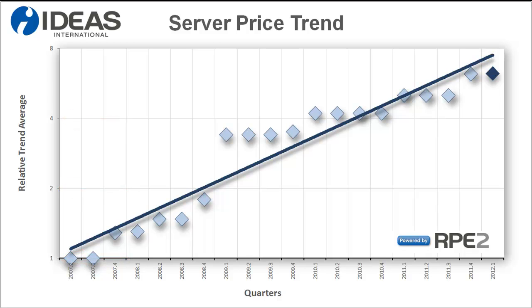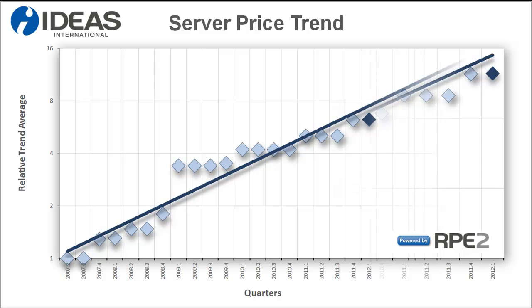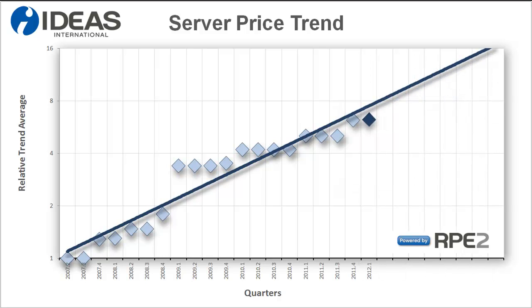We can see that the trend represents an equivalent to a doubling of performance per dollar spent approximately every 7 quarters. If we now project this trend into the future, we would expect to see a doubling of the server performance per dollar from today's levels by around Q3 of 2013.